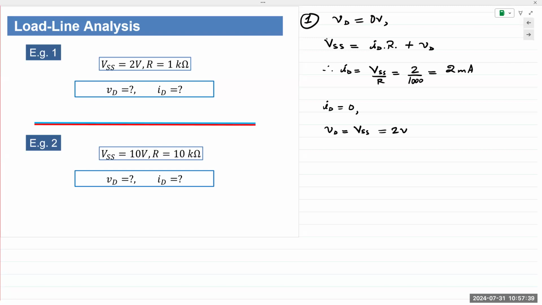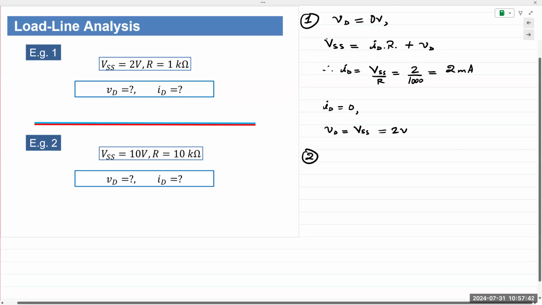And then for example 2, and I'll plot this on the same graph down on the left. But for example 2, what do we have? When VD is equal to 0, we get ID, and again, this is VSS divided by R. VSS is 10 divided by 10,000, and so this gives me 1 milliamp. And for the second part, ID is 0. But if ID is 0, what do I get? VD is VSS, which is 10 volts.